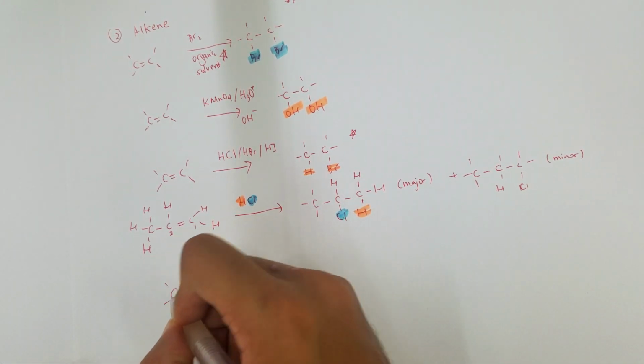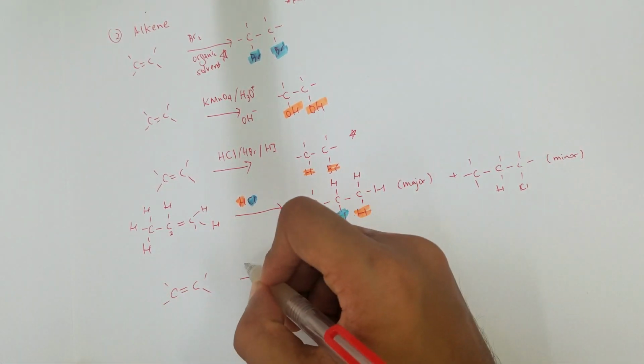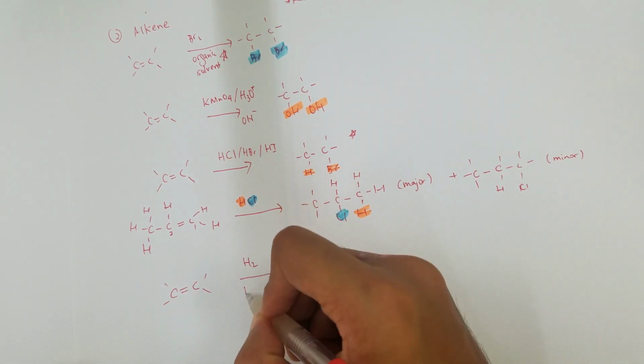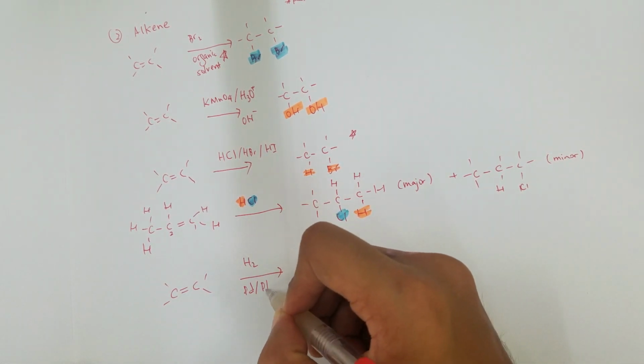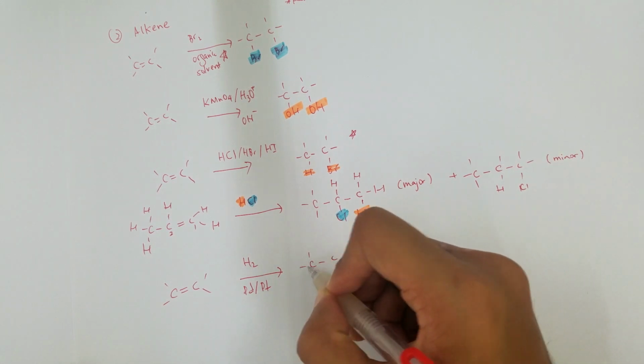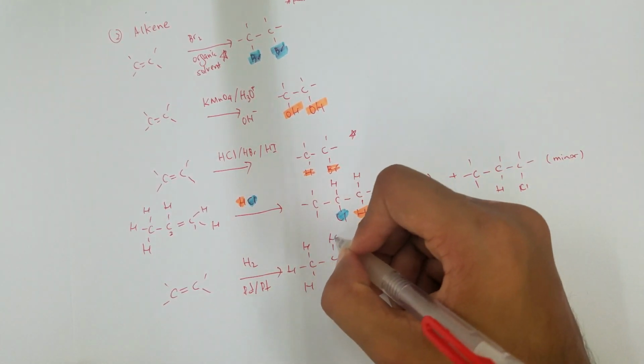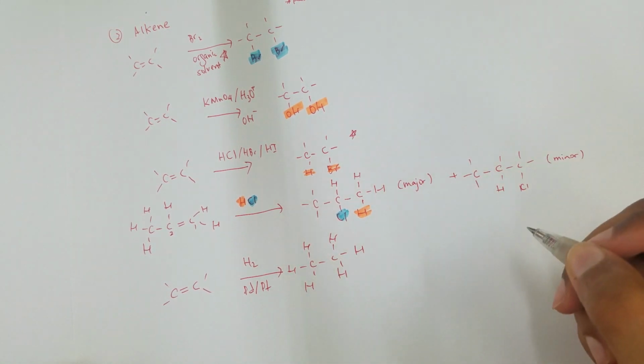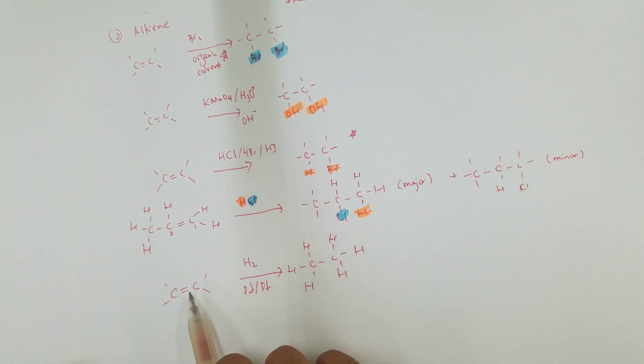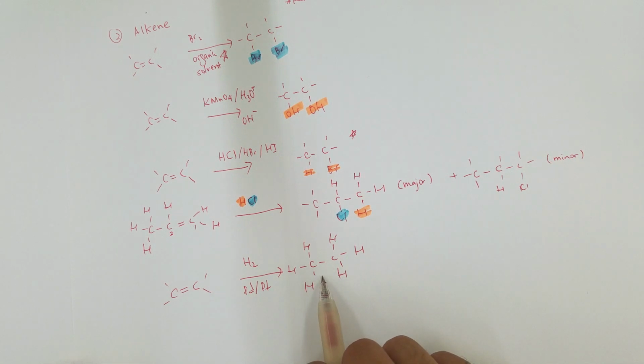If I have alkene, I add hydrogen, with a catalyst like nickel or platinum, I can get rid of the double bond. So I will get alkane. So this is hydrogenation. So I turn alkene into alkane.